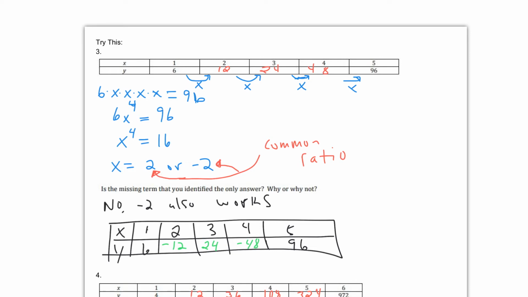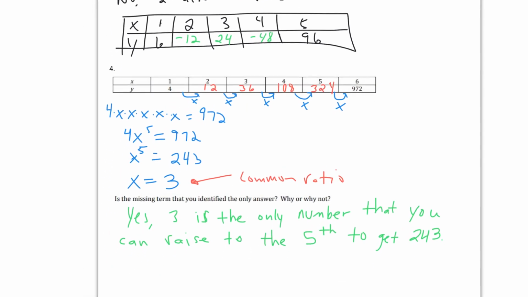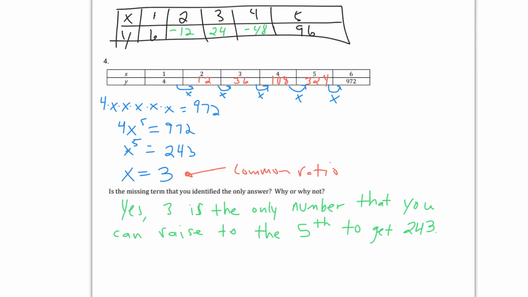Then if we take a look at question number 4, notice that we are jumping 5 times. So we're multiplying 5 times to get to that 972. If we write it in the simplest form, we get 4x to the 5th. So there's 5 x's, 4x to the 5th equals 972.